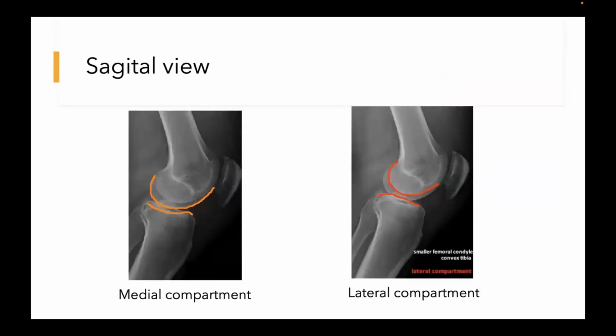If you look at the sagittal plane, in the medial compartment the medial femoral condyle is more distal and posterior, and the tibial plateau is concave. At the same time, the lateral femoral condyle is more anterior and more proximal, and the tibial plateau looks convex. So on the medial side, the joint is more congruent and more stable, and on the lateral side, the joint is less congruent and more mobile.